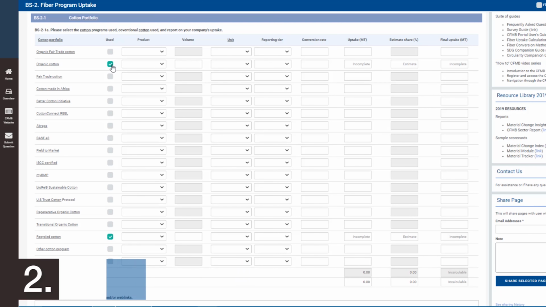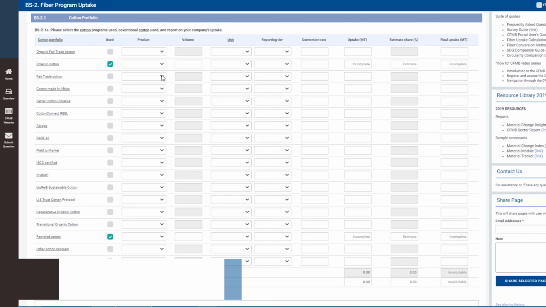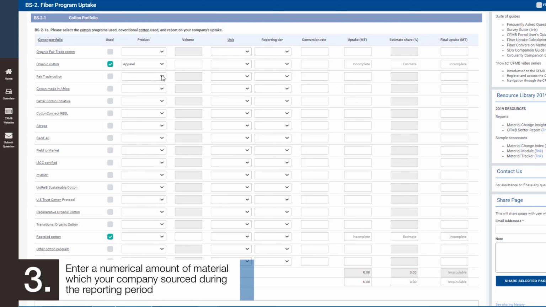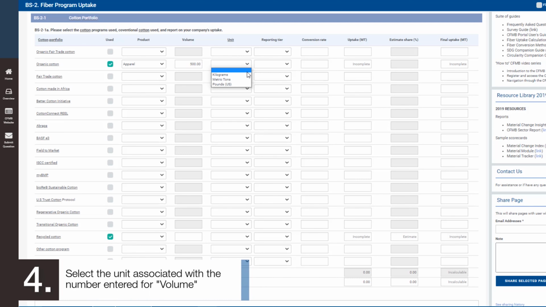Step 2. Please select whether that material type was used to produce apparel, home textile, or mixed for a combination of both. Step 3. Please enter a numerical amount of material which your company sourced during the reporting period. Step 4. Please select the unit associated with the number entered for volume. Data can be reported in kilograms, metric tons, or pounds.